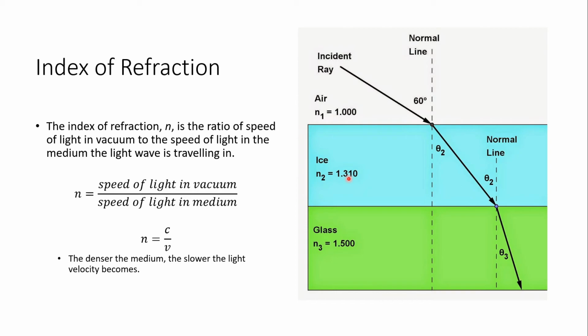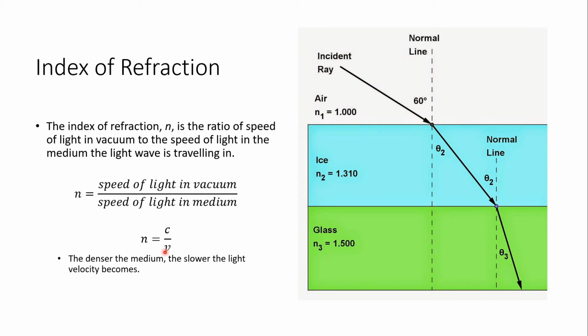The frequency remains constant, but everything else is changeable. So when you're moving from air to ice, you've got a different density medium, so your speed would change. Why would your speed change? Because although your frequency is the same, you're moving through a much denser object.